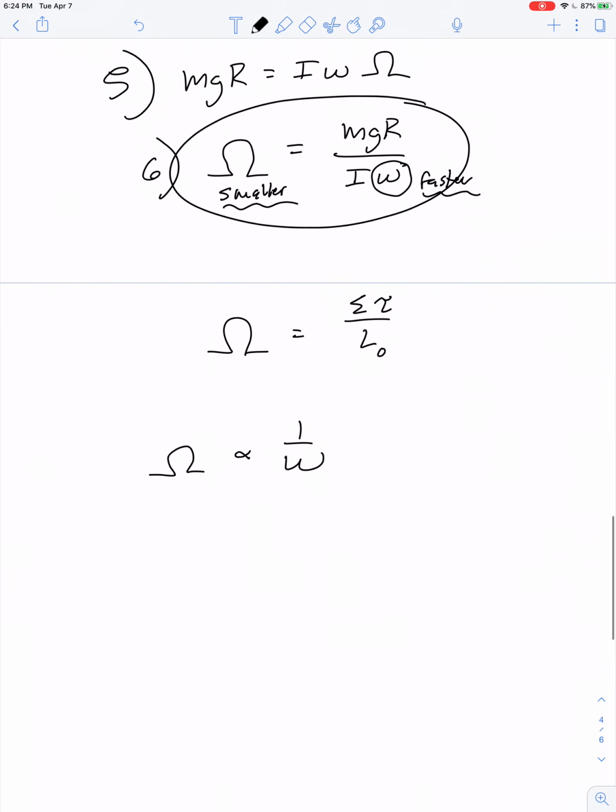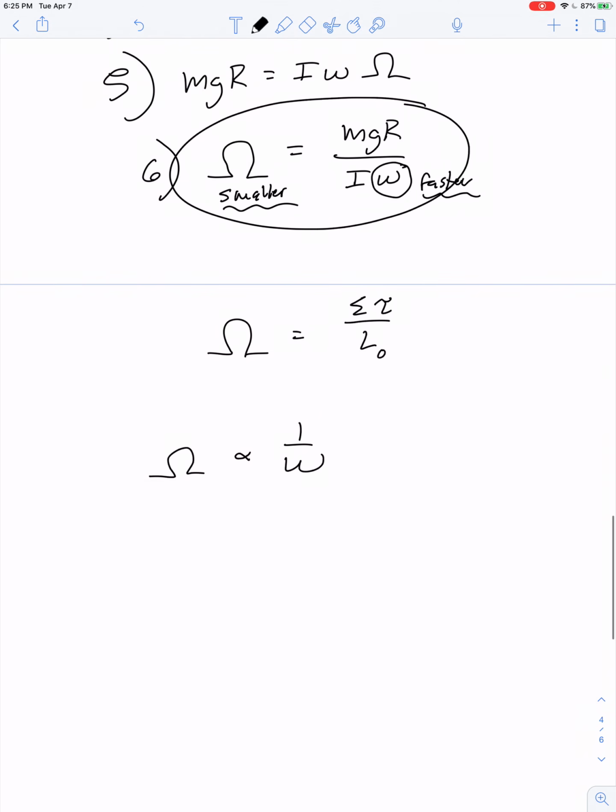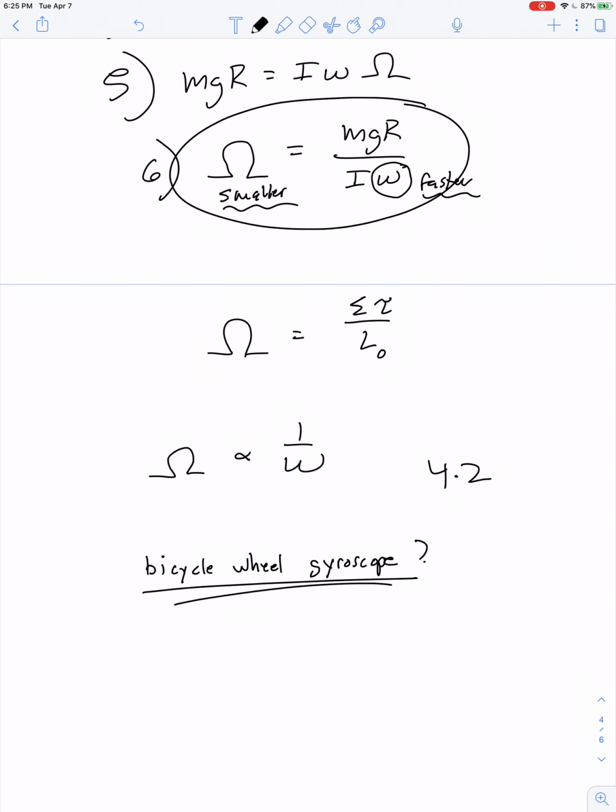Make sure that you watch the video that I've added to this unit. I believe it's called, what is it? Maybe bicycle wheel gyroscope? No, I'm not sure. But I have a demonstration that I've linked and added to this unit 4.2 where you can see the behavior of a bicycle wheel as it precesses.